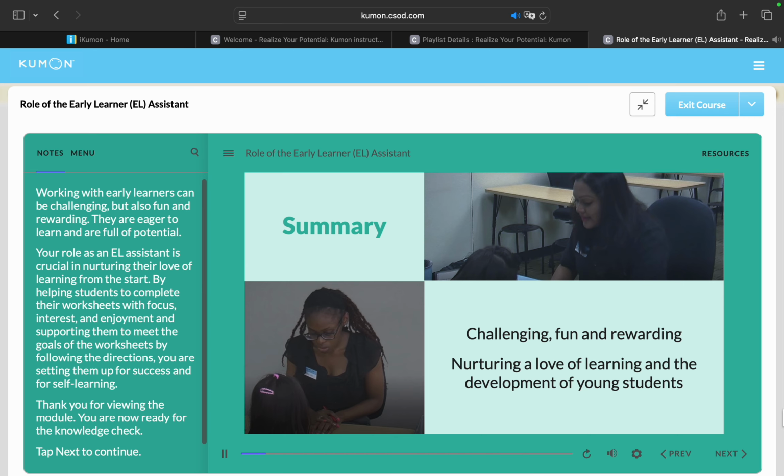Working with early learners can be challenging, but also fun and rewarding. They are eager to learn and full of potential. Your role as the EL assistant is crucial in nurturing their love of learning from the start by helping students to complete their worksheets with focus, interest, and enjoyment, and supporting them to meet the goals of the worksheets by following the directions. You are setting them up for success and for self-learning.